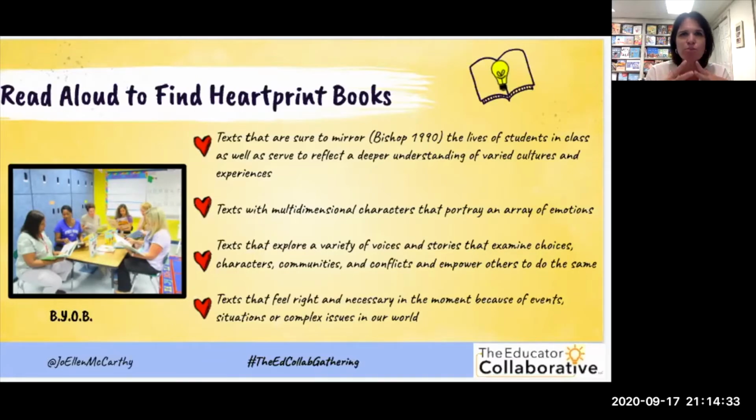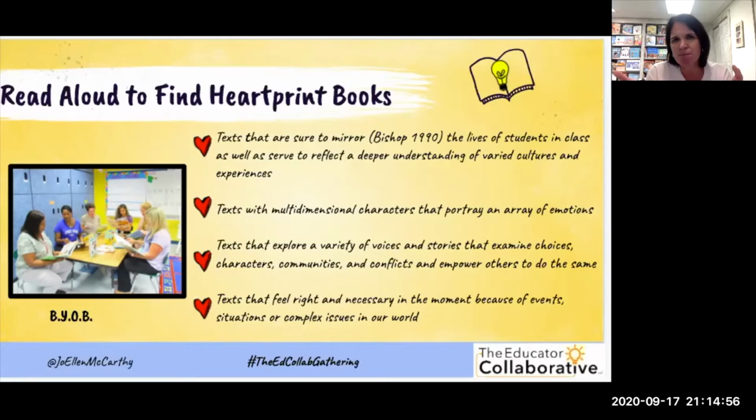How can we use books to help us be more self-aware about our feelings, or perhaps the feelings of the characters that we're reading about? What conflicts, what decisions, what choices have they made? And how can we analyze those to impact the way that we think and view what's going on in the world? Or perhaps it's a story that just feels right and necessary in the moment.